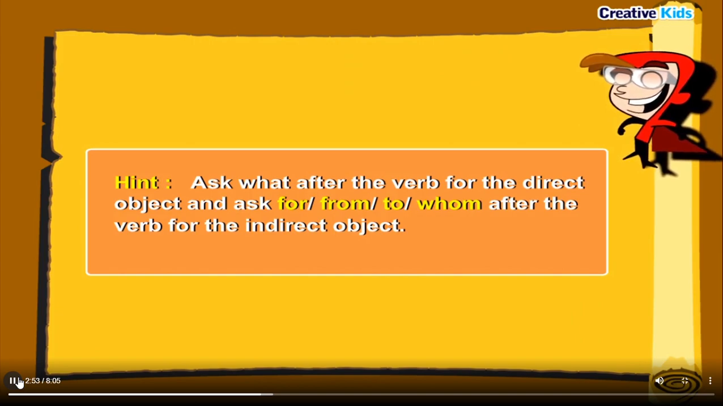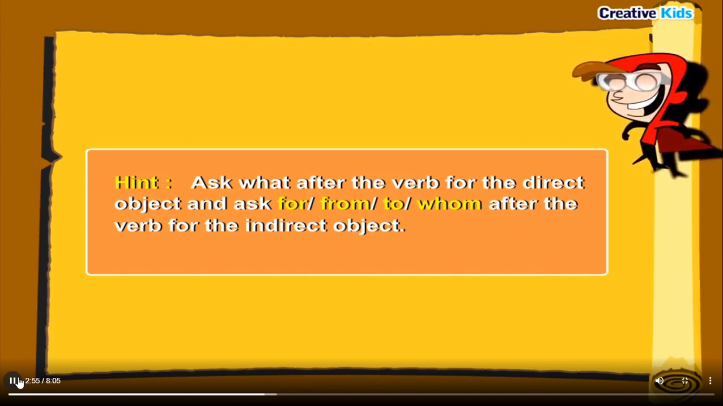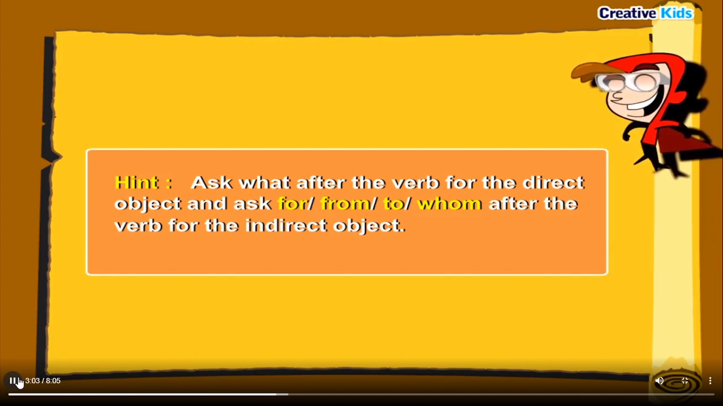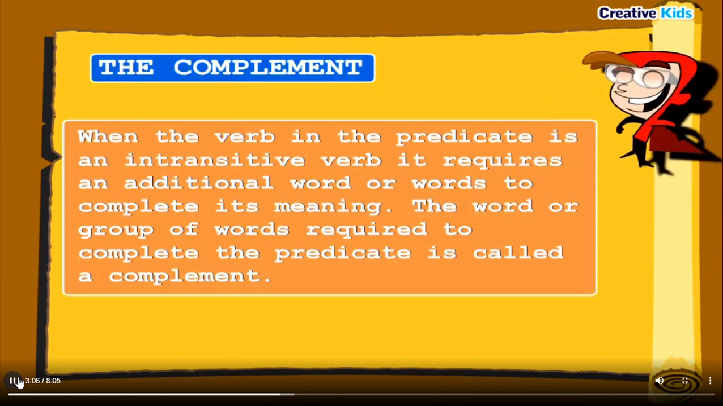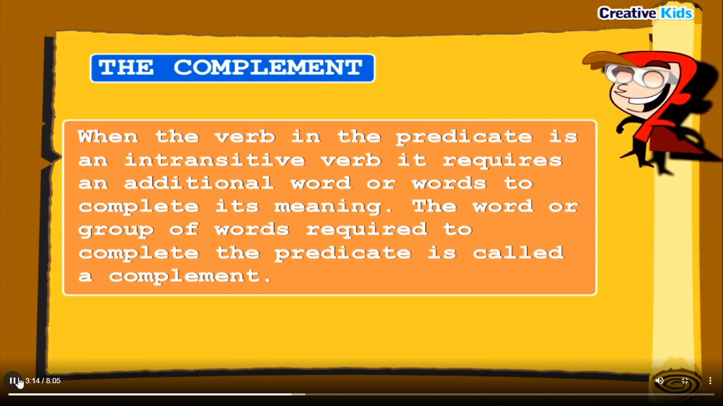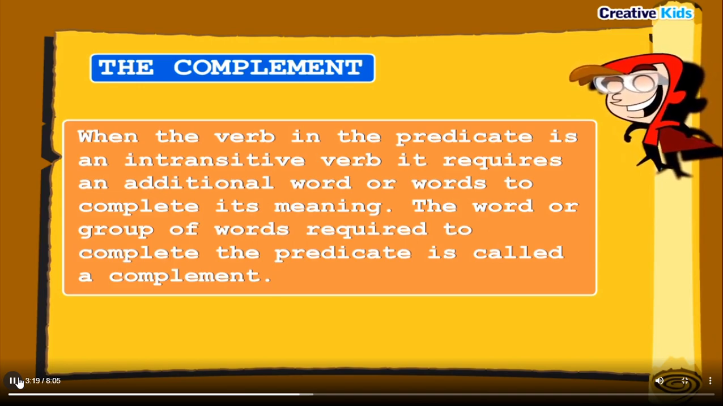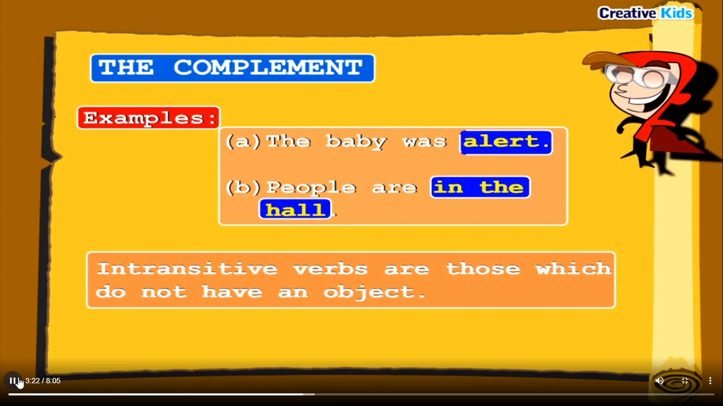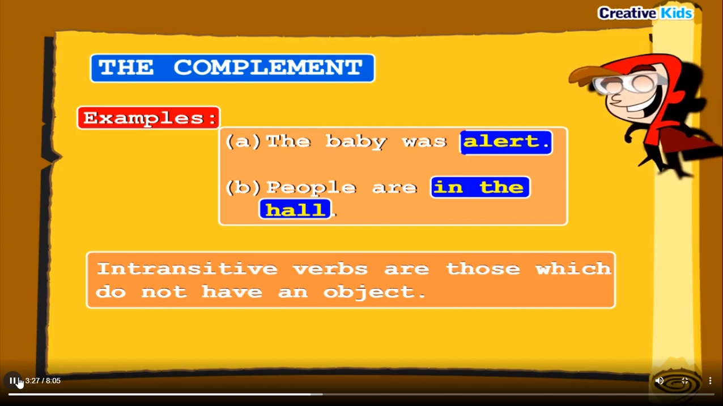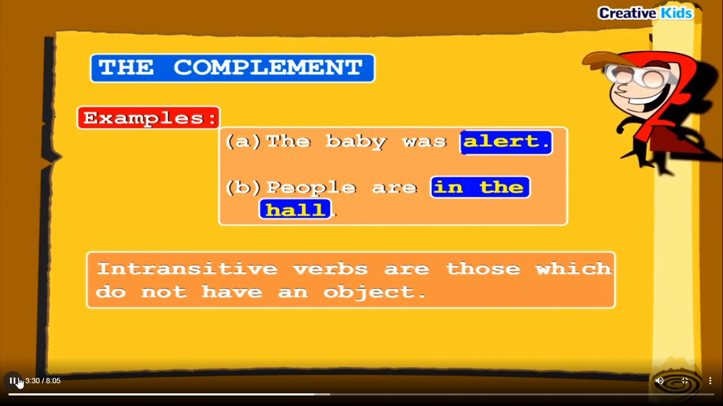Hint: ask what after the verb for the direct object, and ask for, from, to, whom after the verb for the indirect object. The complement. When the verb in the predicate is an intransitive verb, it requires an additional word or words to complete its meaning. The word or group of words required to complete the predicate is called a complement. Examples: The baby was alert. People are in the hall. Intransitive verbs are those which do not have an object.